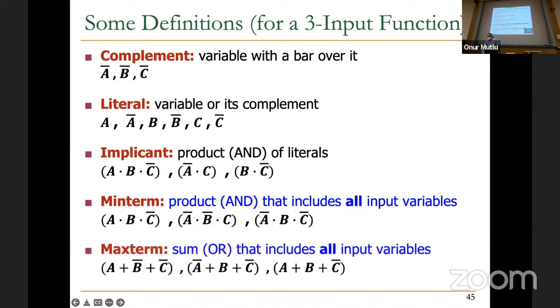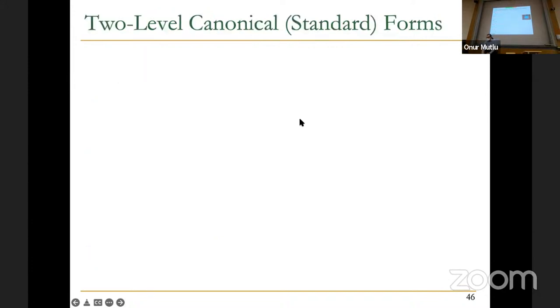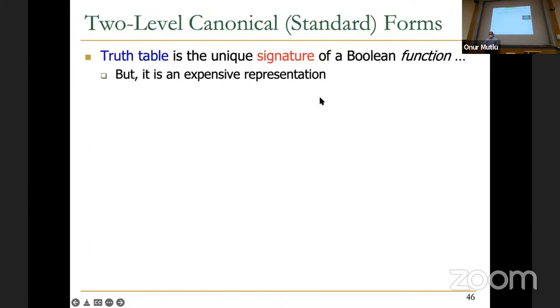Next term is essentially the sum or OR that includes all input variables. So again, in this terminology, OR is a plus. It's also called sum. And it includes all input variables of a function. If a function has 3 input variables, the max term needs to have 3 of these input variables as literals, as you can see. Okay, so this is theory. Let's take a look at what this looks like with an example.